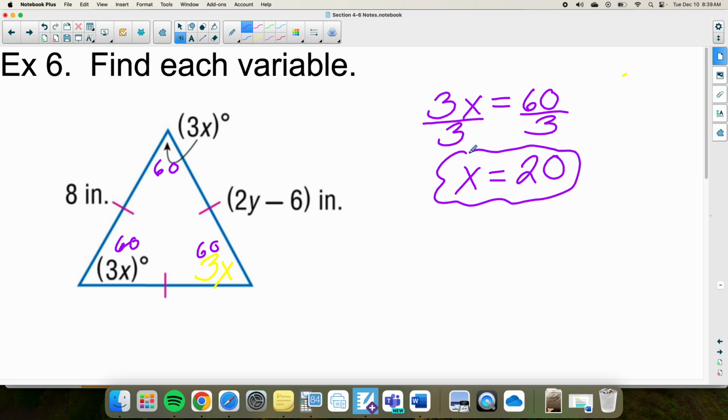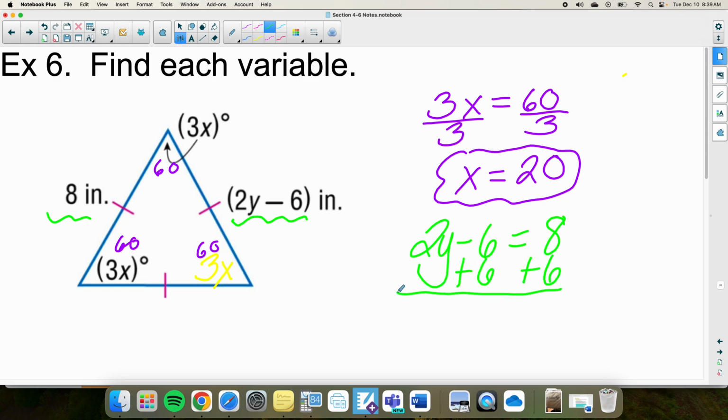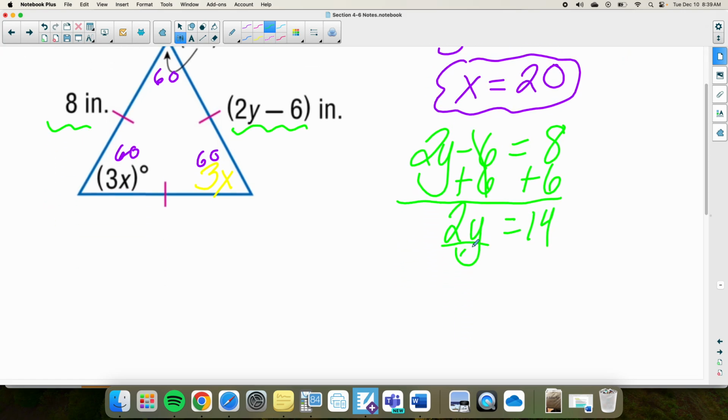Okay? Then, does anyone see how we could solve for y? Yeah, couldn't we take this 2y minus 6 and set it equal to 8 because those two sides are equal? Then I would add 6, and I get 2y equals 14. And then divide by 2, and y is 7.